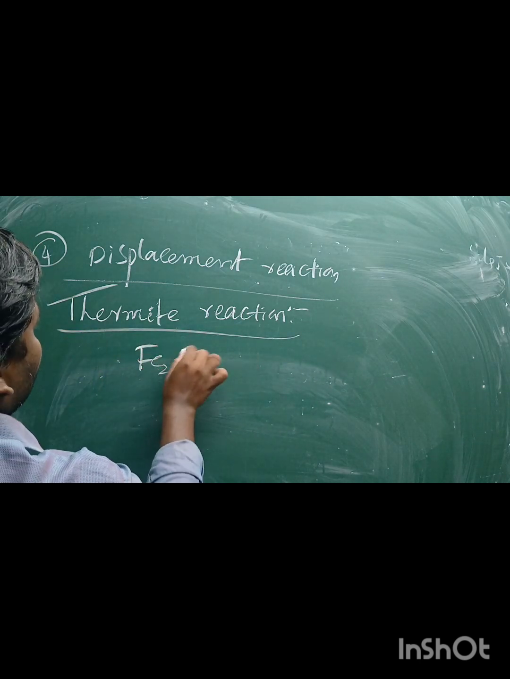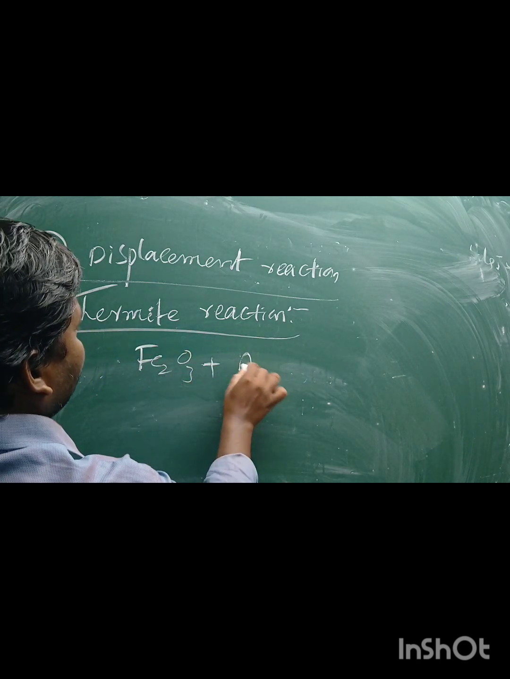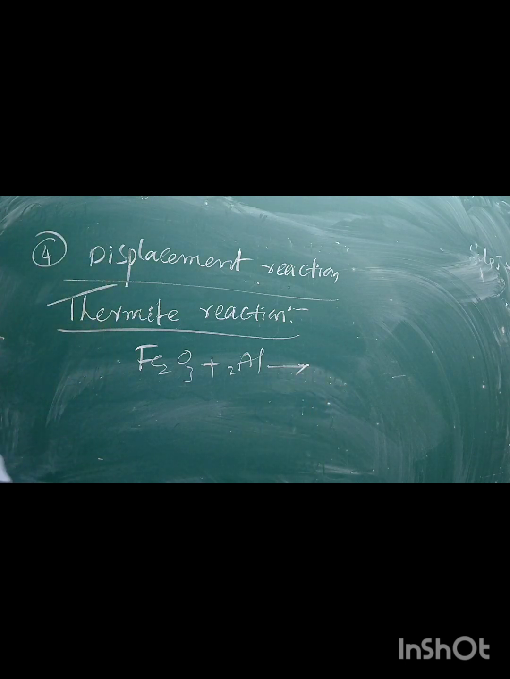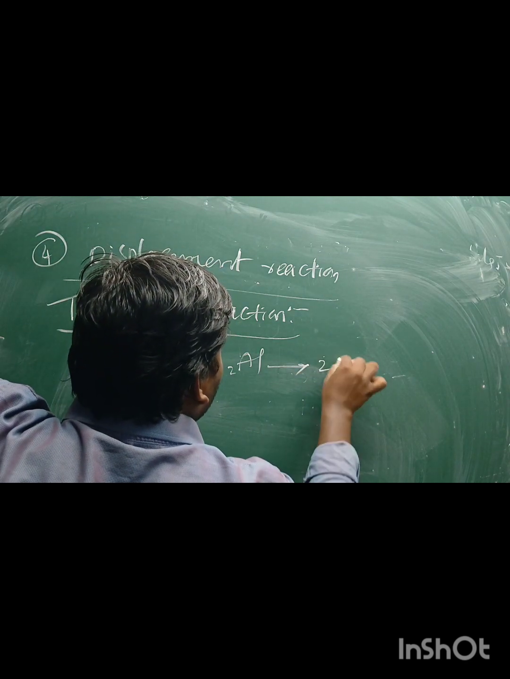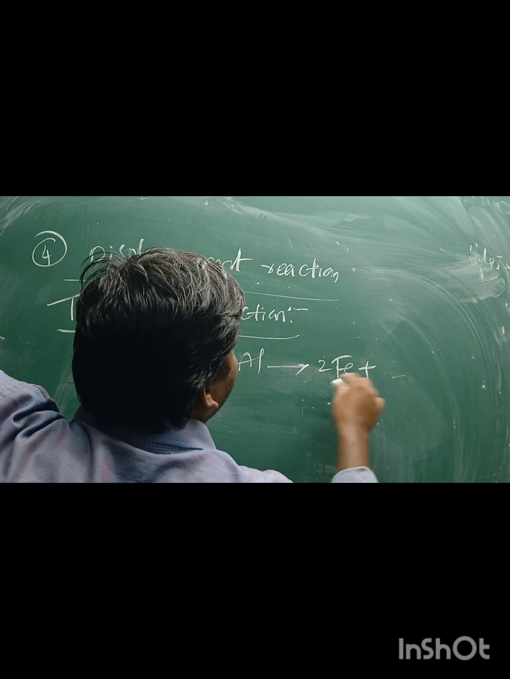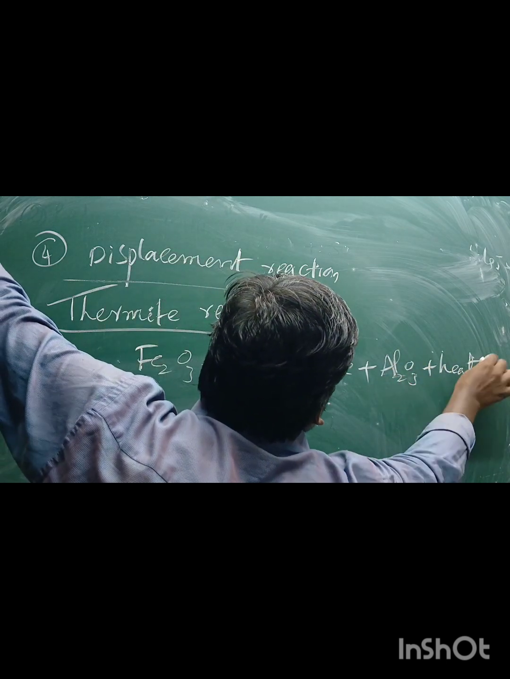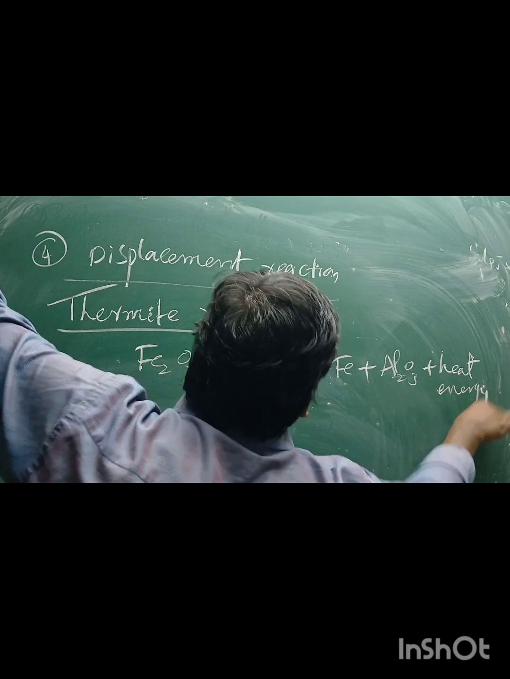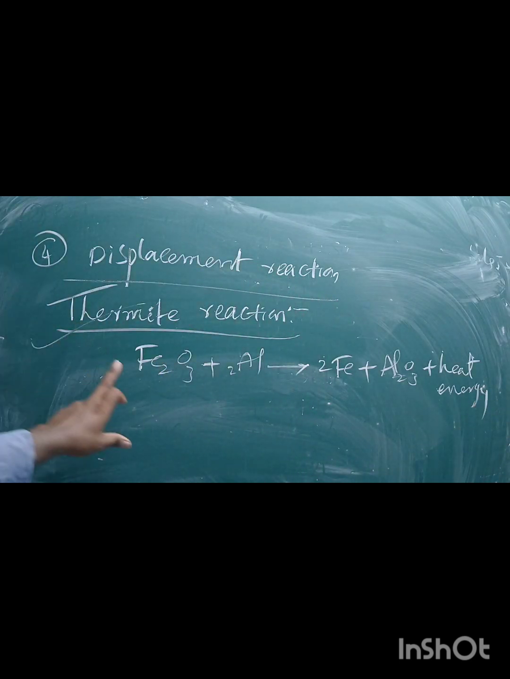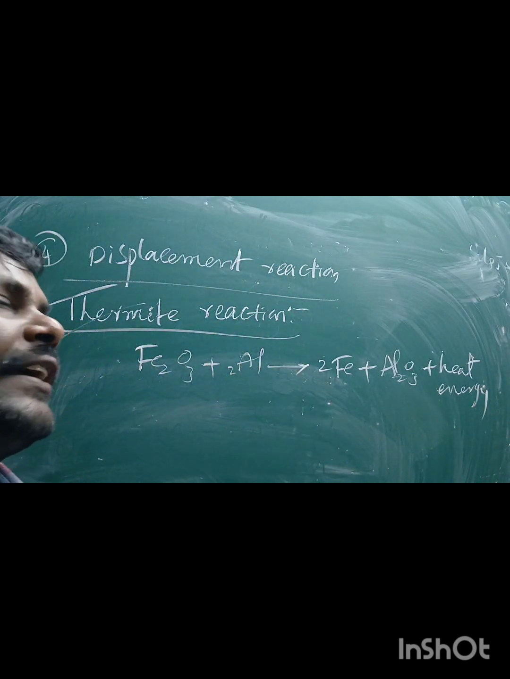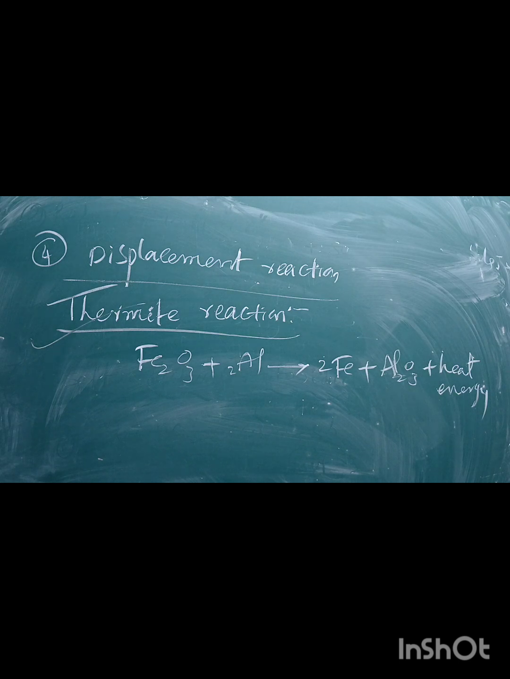A reaction in which iron oxide reacts with aluminum in a 3:1 ratio to form molten iron and Al2O3, and a huge amount of heat energy is liberated. Then the reaction is called thermite reaction. The reaction between iron oxide and aluminum forms molten iron. This molten iron is used for joining railway tracks and also joining cracked machine parts.